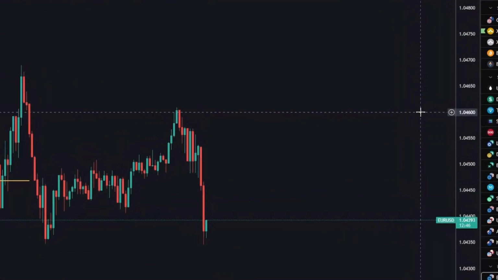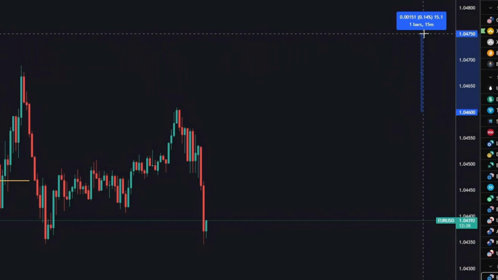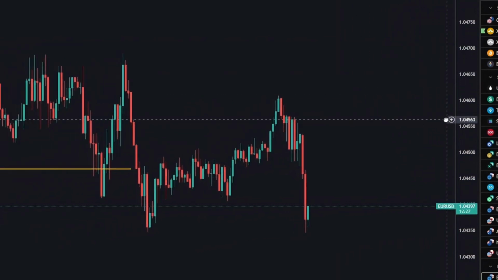So I'm going to hold down the shift key on my keyboard, and then I'm going to click with the left button on the mouse, and then you just drag the mouse up to, let's say, 1.0475. So from 1.0460 up to 1.0475, we've got a 15 pip move. Right, and this is probably the best way on how you can count pips.